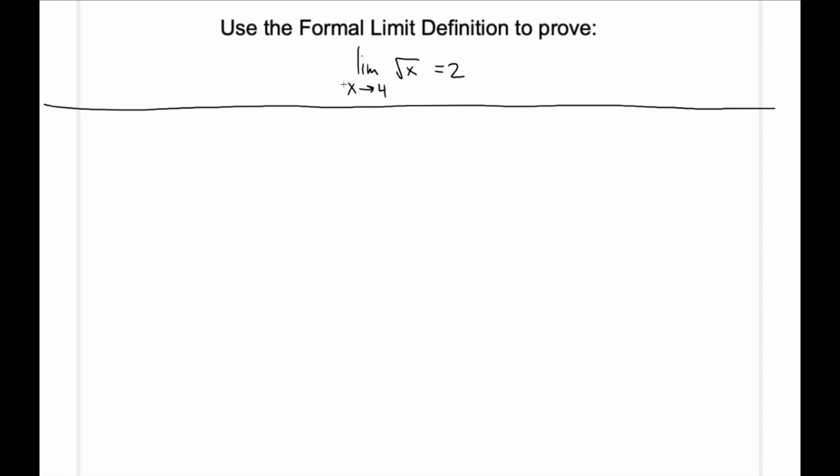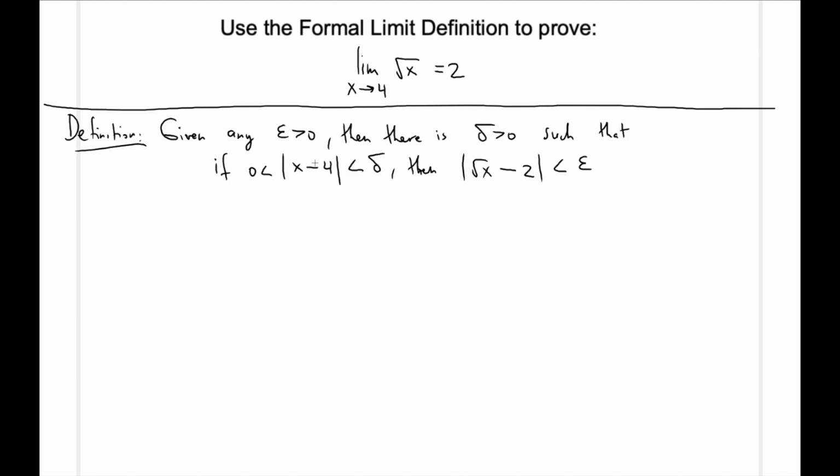In this video, we're going to use the formal limit definition to prove the following limit. The limit as x approaches 4 of square root of x is equal to 2. So let's write the definition first. If we show that this is true for this specific case, then that is proving that indeed the limit of this function as x approaches 4 is 2.